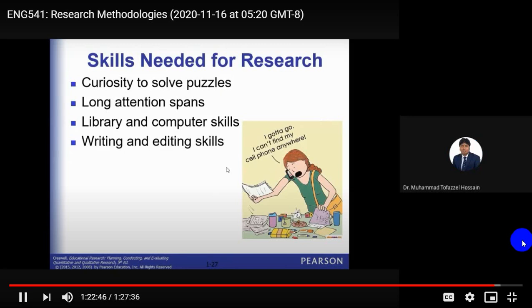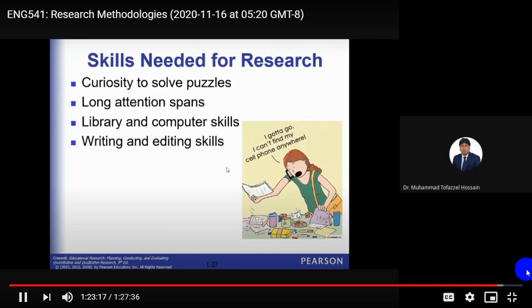The last one probably is skills needed for research. So what are the skills that we need? Skills needed for research: there are 4 points: curiosity to solve puzzles, long attention spans, library and computer skills, writing and editing skills. So 4 skills are important.